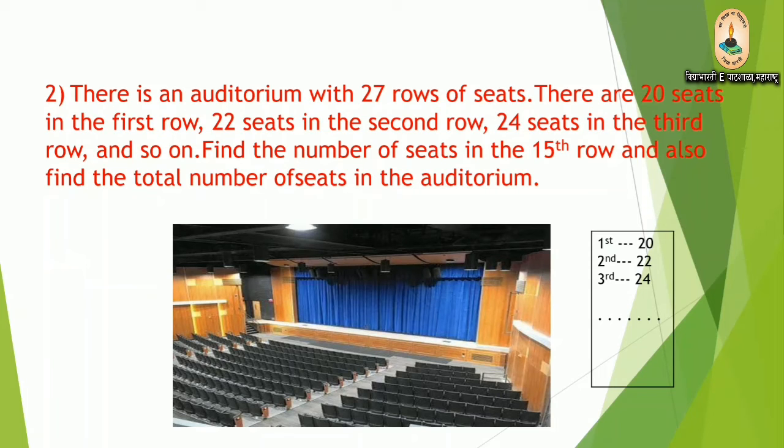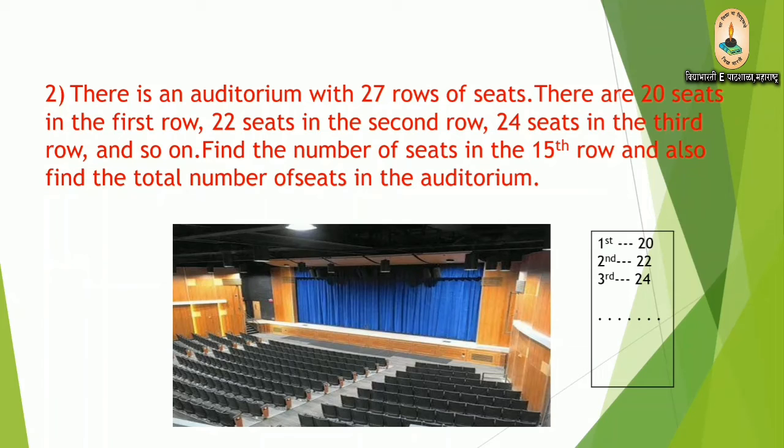Example number 2. There is an auditorium with 27 rows of seats. There are 20 seats in the first row, 22 seats in the second row, 24 seats in the third row, and so on. Find the number of seats in the 15th row and also find the total number of seats in the auditorium.